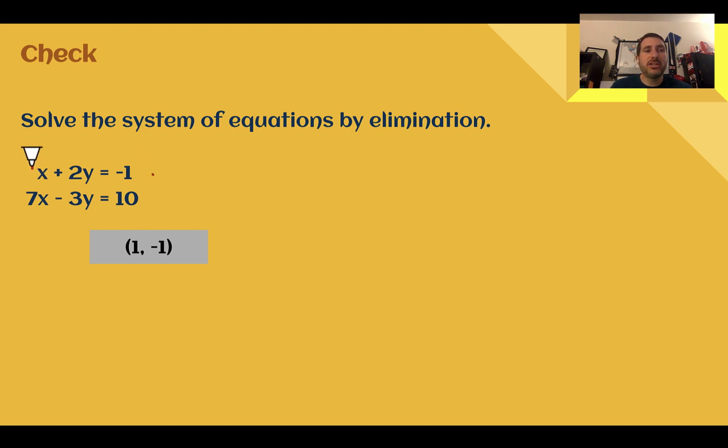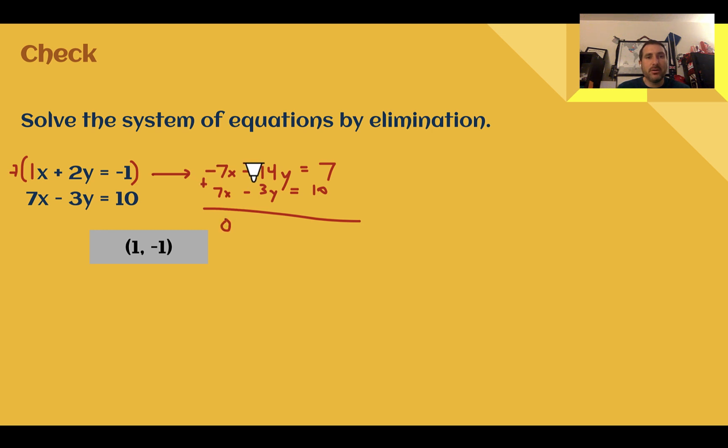If I'm looking, nothing matches up. 1 with 7, 2 with negative 3. I can multiply this top one by negative 7 and I'll get opposite coefficients. So if I do that, I get negative 7x. Negative 7 times 2 is negative 14 for the y. Negative 7 times negative 1 is equal to positive 7. The bottom one didn't change. Since I made it with these having opposite coefficients, I can just add them. I get 0. Negative 14 plus negative 3 is negative 17 for the y. That's equal to 7 plus 10, 17.